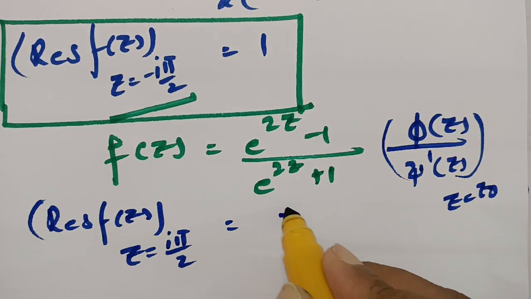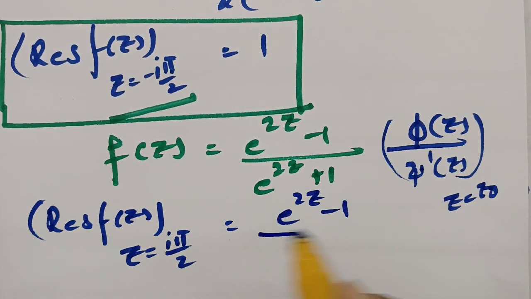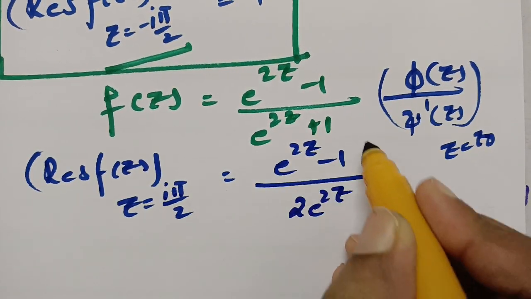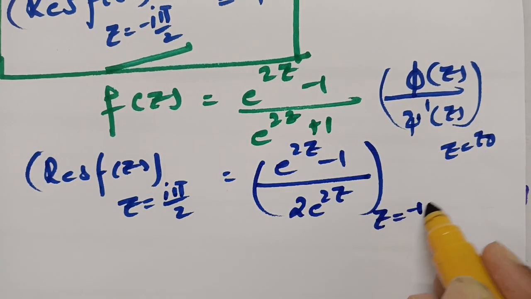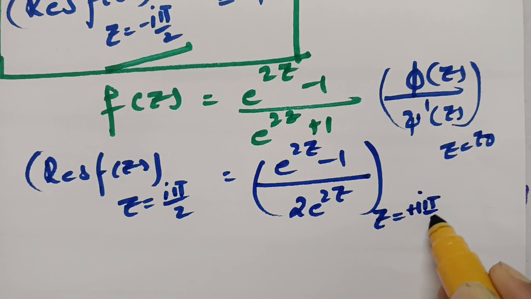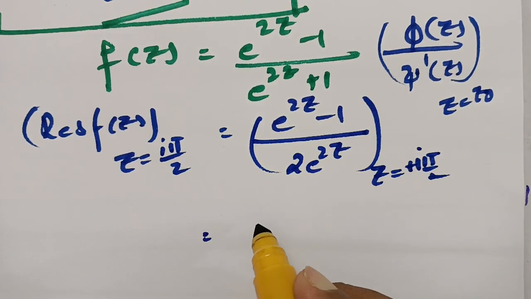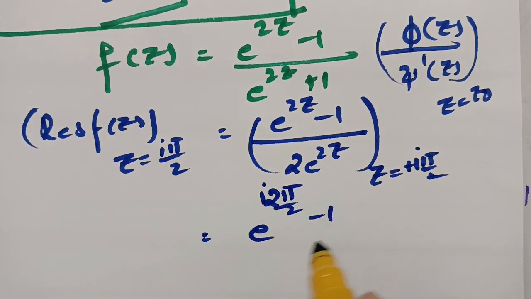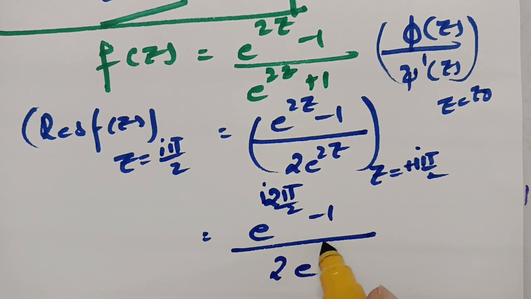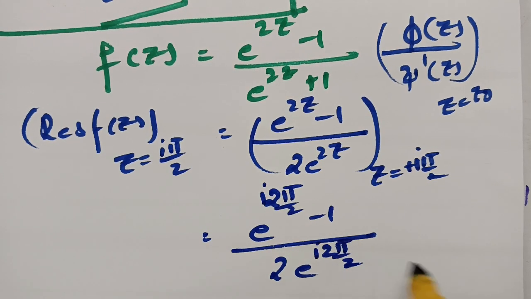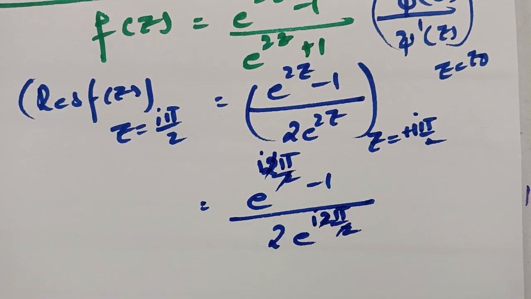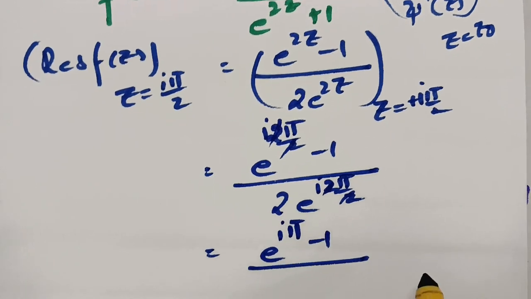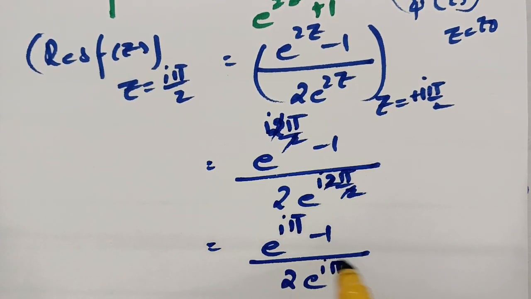So first, the numerator I am writing as it is, that is e^(2z) − 1, and the denominator we have to differentiate, that is 2e^(2z), at the point z = iπ/2. Now if I substitute this, it will be (e^(2·iπ/2) − 1)/(2e^(2·iπ/2)). If I cancel, this will be (e^(iπ) − 1)/(2e^(iπ)).